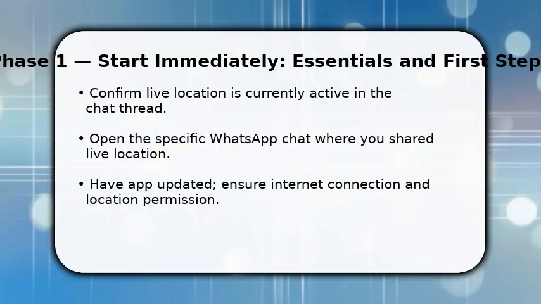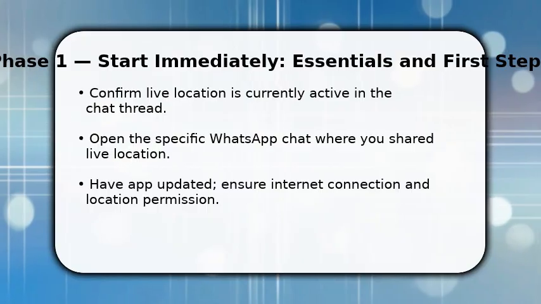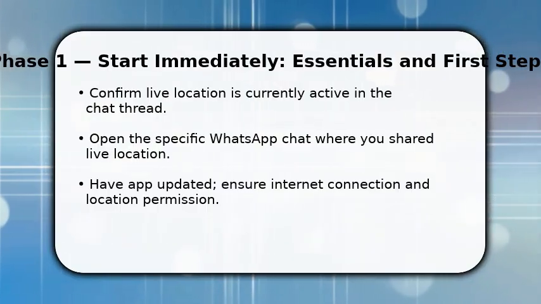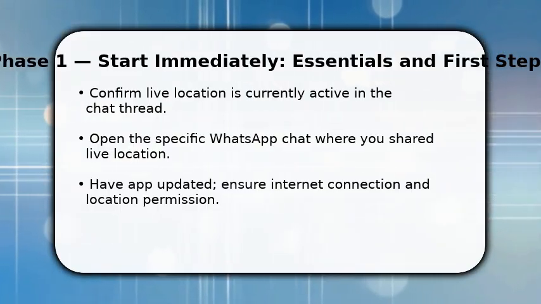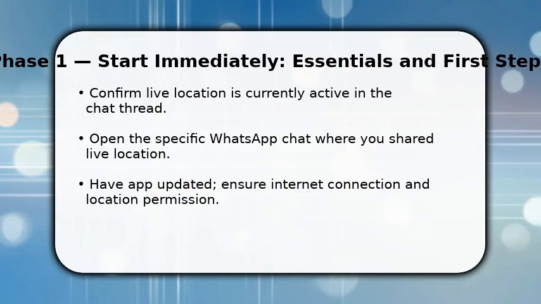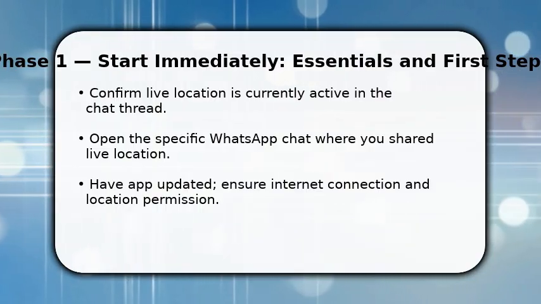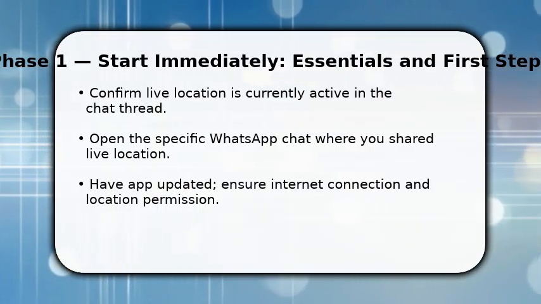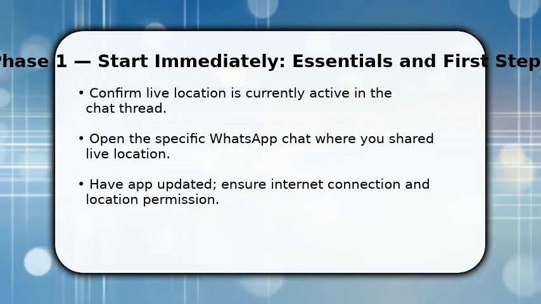You're starting with the essentials. Make sure you already shared live location in that chat. Open WhatsApp, go to the conversation, and look for the live location card at the top of the chat. This confirms active sharing. If you don't see it, verify app updates and that WhatsApp has location permission enabled.